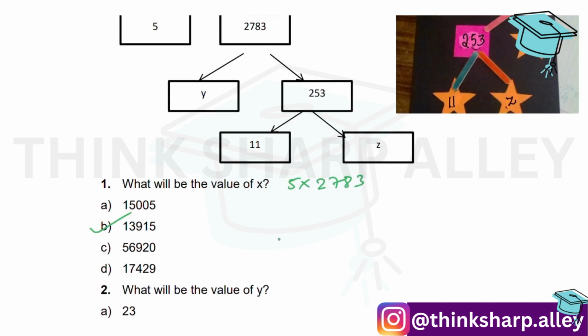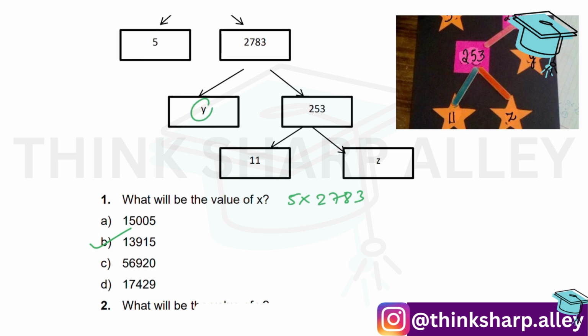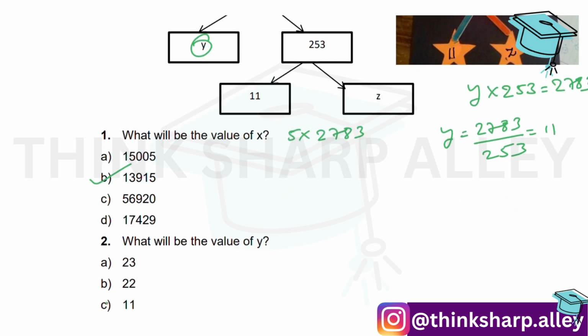Next is, what will be the value of y? Now value of y can be found out. Y into 253 should be equal to this factor 2783. So which means y is equal to 2783 divided by 253, which is equal to 11. So the value of y is 11 over here.